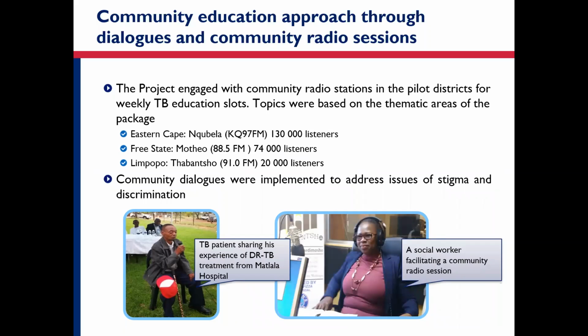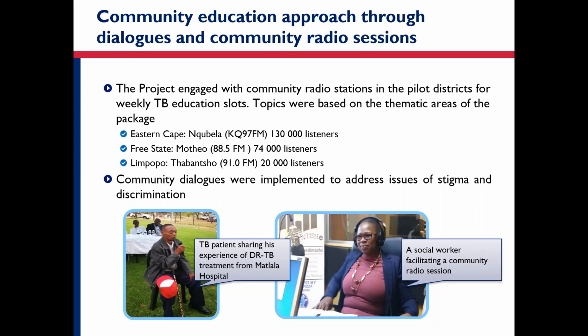So one of the key challenges that DRTB patients have to contend with is that of stigma. And one of the interventions that we did in a pilot site were community dialogues, which were implemented by community members with the support of our health workers to engage with community members and patients to look at ways in which patients can be supported better to address issues of stigma and discrimination. And what was also important were local leaders within the communities participated in these dialogues.